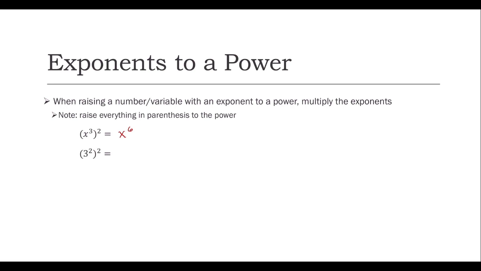3 squared squared is 3 to the 4th, because 2 times 2 is 4, which equals 81. Two x cubed cubed is the same as 2 cubed times x cubed cubed. So 2 cubed is 8, and x cubed cubed is x to the 9th, because 3 times 3 is 9.